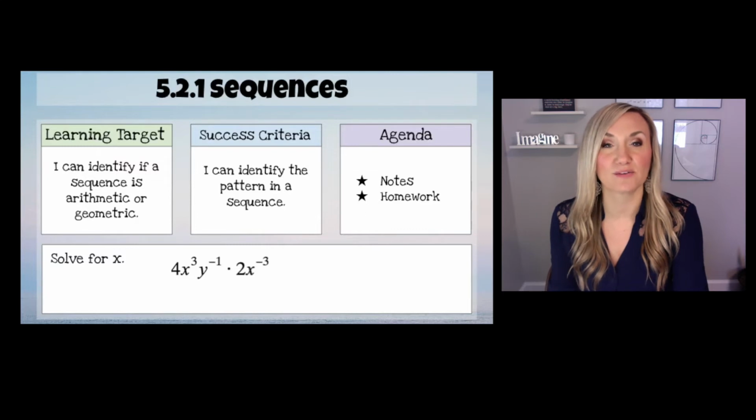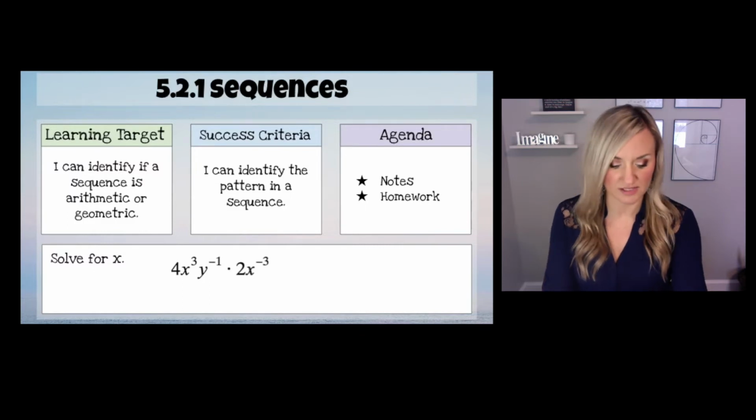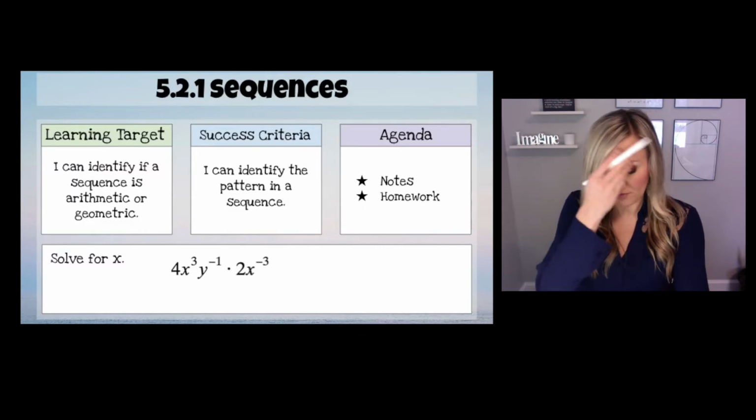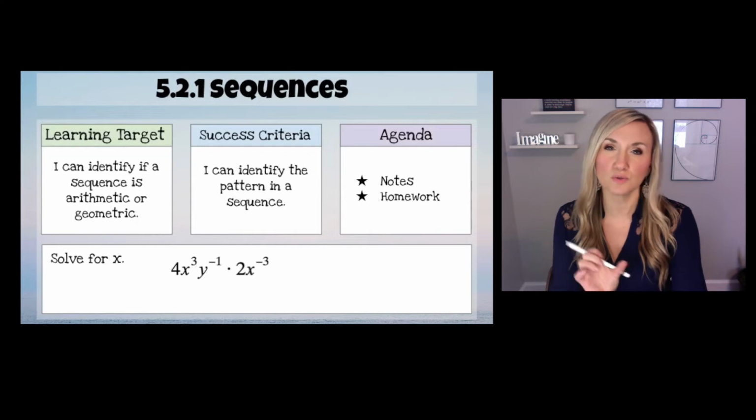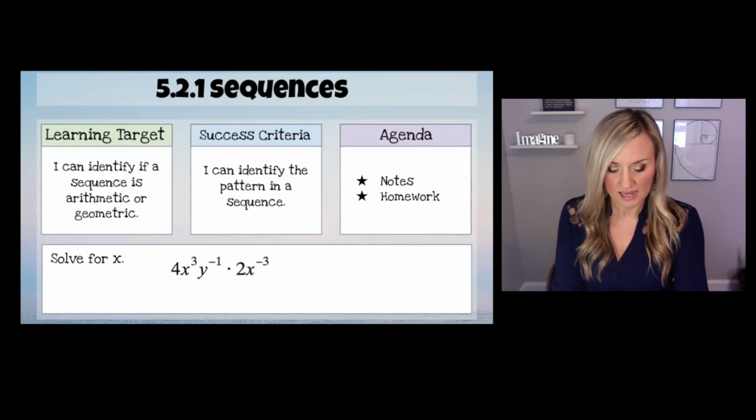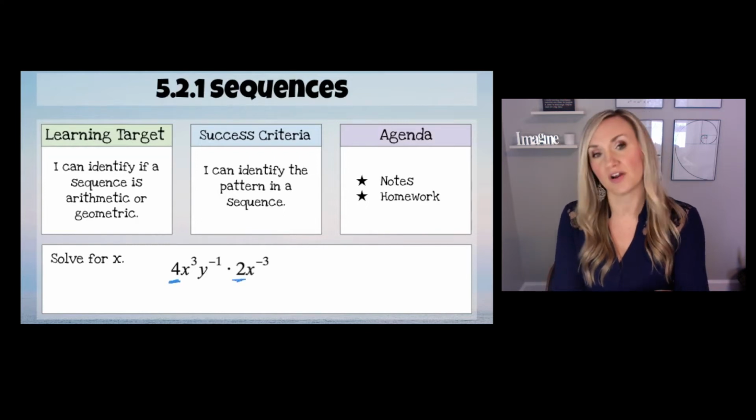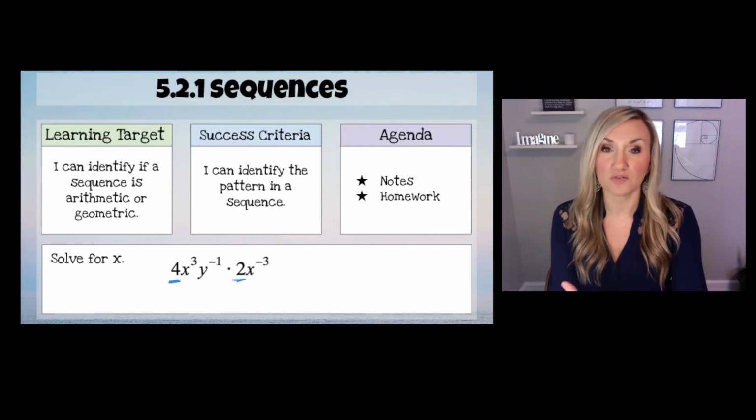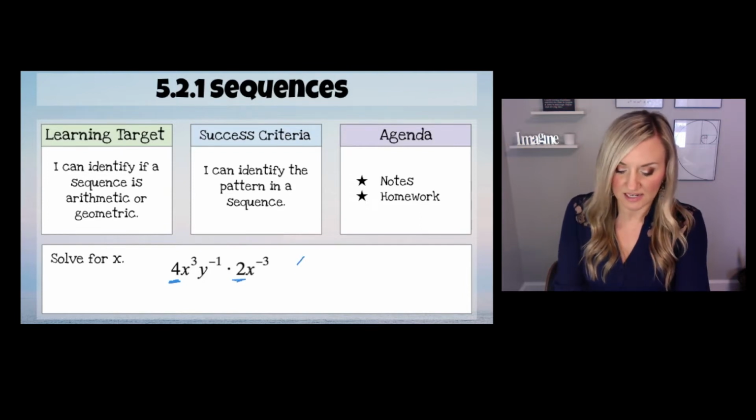Let's go ahead and start with our opener problem, which is I would like you to simplify using the properties of exponents. If we take a look, we have two terms that are multiplying each other. I'm going to take a look at these big numbers out front and we can multiply them. 4 times 2 is going to give us an 8.